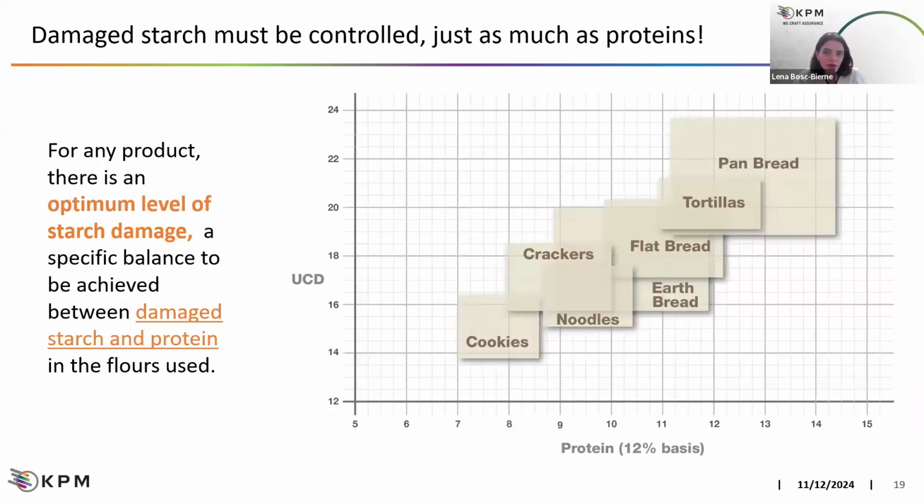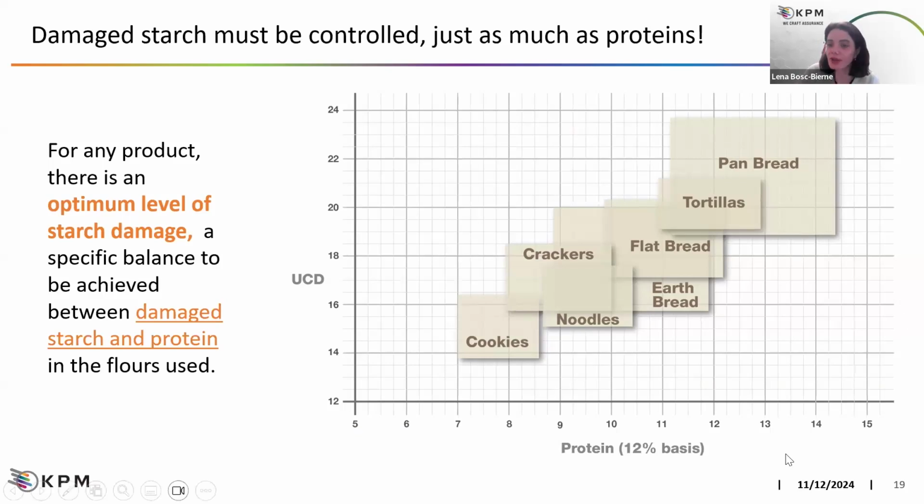So in the end, for any product, there is an optimum level of damaged starch. There is not too much or not enough. Damaged starch is not a bad thing. It's not a good thing. It's just like protein. It's something to have under control. And usually there is a specific balance between protein and damaged starch to achieve.